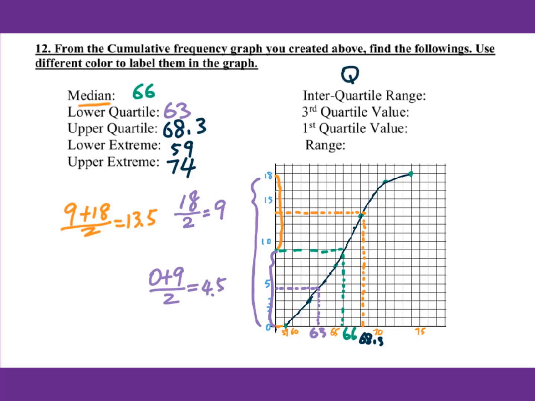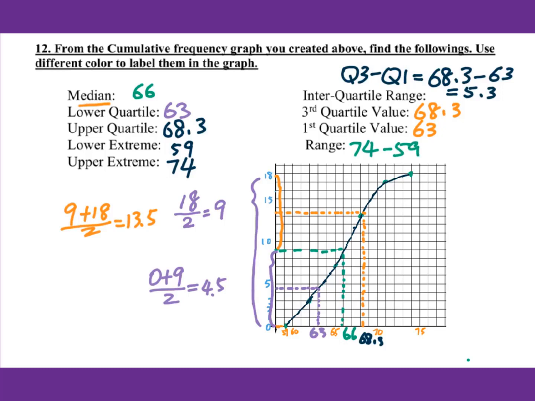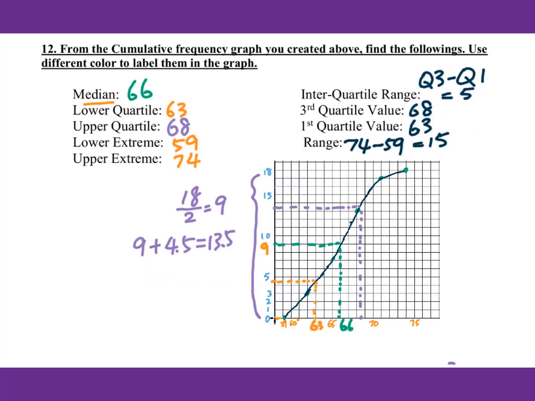Interquartile range means the third quartile minus the first quartile. That means 68.3 minus 63. You will get 5.3. Third quartile value, that means upper quartile, 68.3. First quartile, that means lower quartile, that's 63. Range will be 74 minus 59. You will get 15. Now let's go to 13.